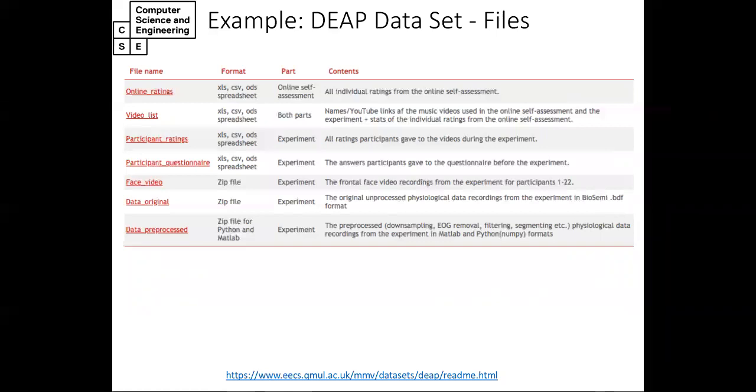They made available online ratings, and these are the ratings that the volunteers gave to the 120 videos that they saw. They made available the list of the videos. The only problem is they were music videos on YouTube, and a lot of the people that posted them didn't have permission to post them. So if you go back and try to actually find all 120 videos, you're not going to be able to find a lot of them anymore on YouTube because they were removed.